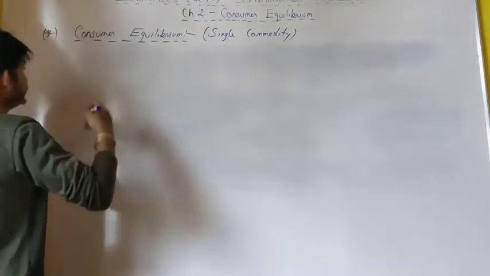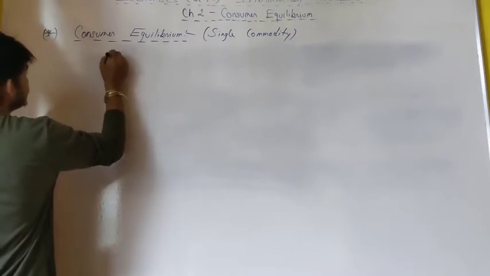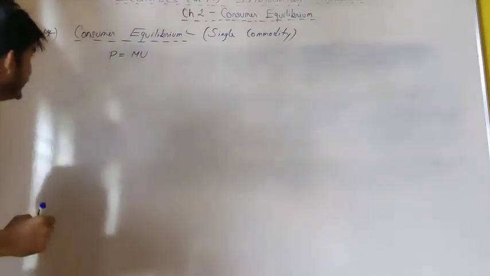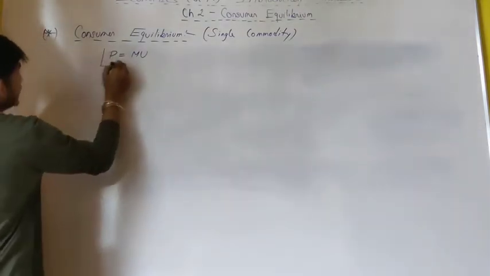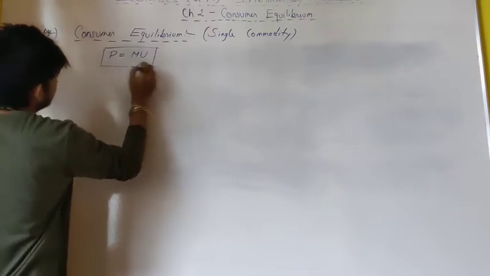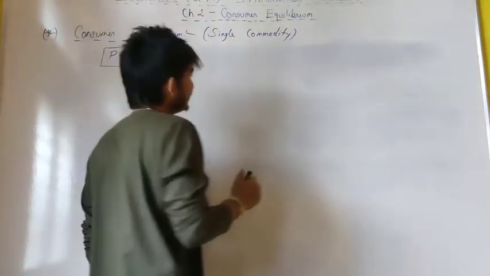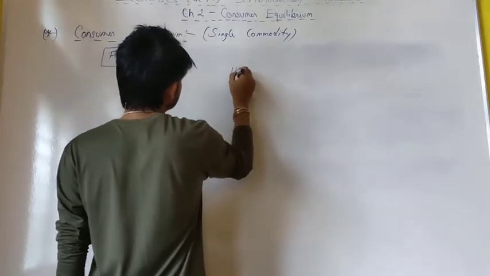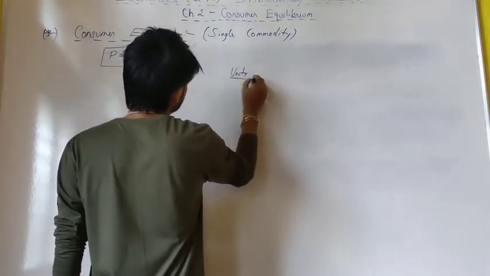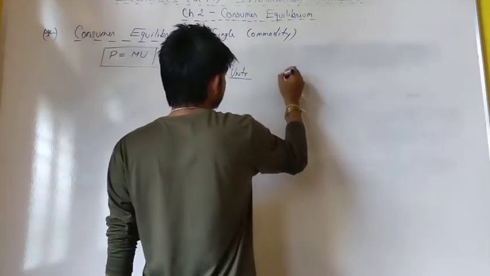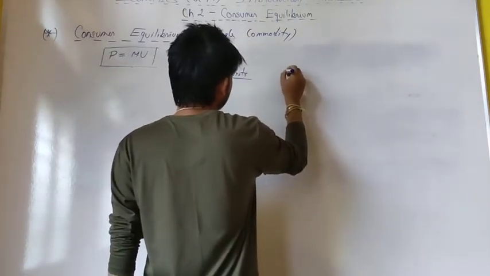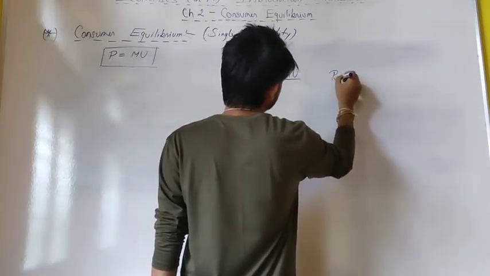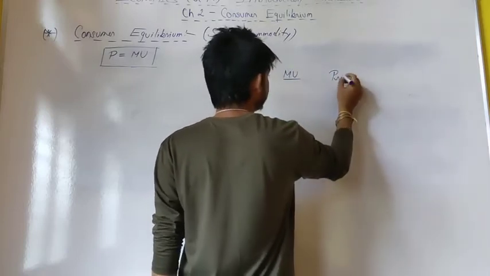Well, we know that for a single commodity case, consumer is in equilibrium when price is equal to marginal utility. So this is our equilibrium condition. Now let's make a table. First, units consumed, units. Then let's take marginal utility and the price.